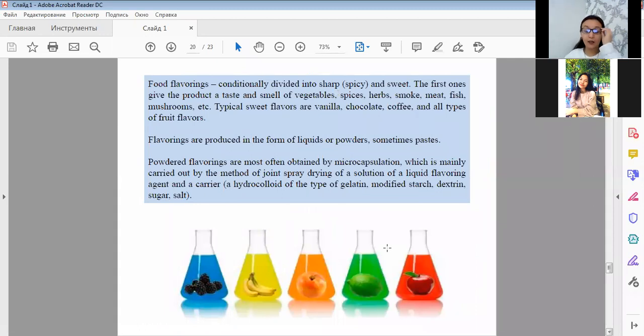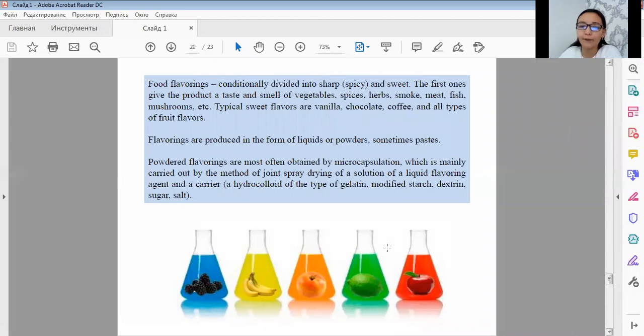Next among the additional raw materials are food flavorings. This group is conditionally divided into savory and sweet. The first give the product a taste and smell of vegetables, spices, herbs, smoked meat, fish, mushroom, etc. And the typical sweet flavors are vanilla, chocolate, coffee, and all types of fruit flavors. Flavorings are produced in the form of liquids or powder and sometimes pastes. Powdered flavorings are most often obtained by microencapsulation, which is mainly carried out by the method of joint spray drying of a solution of liquid flavoring agent and the carrier.